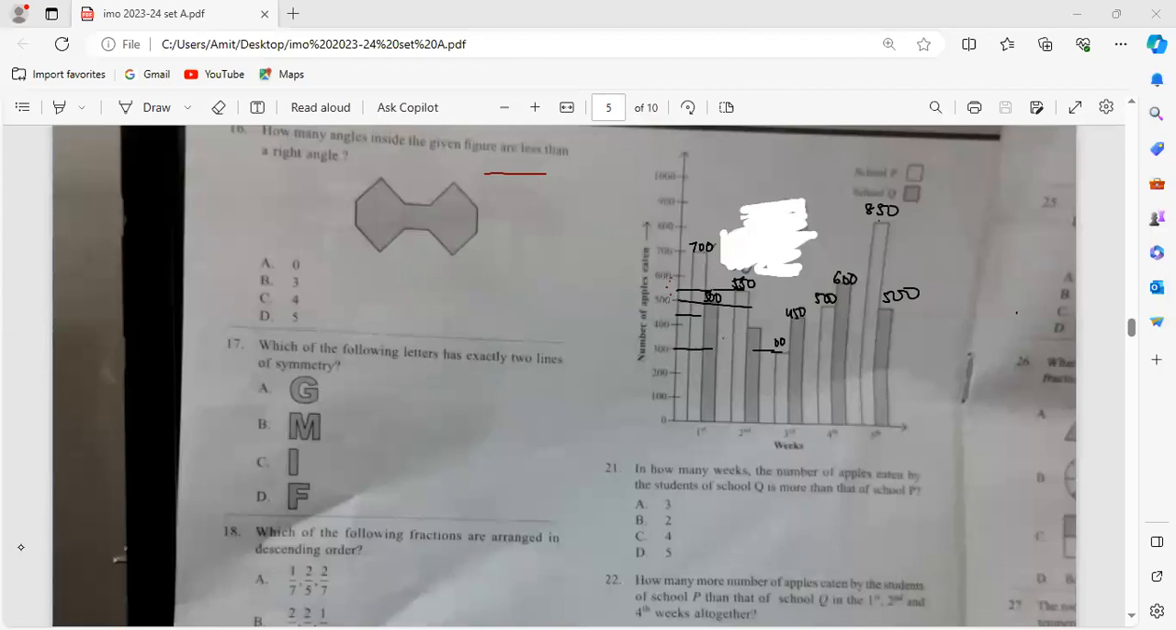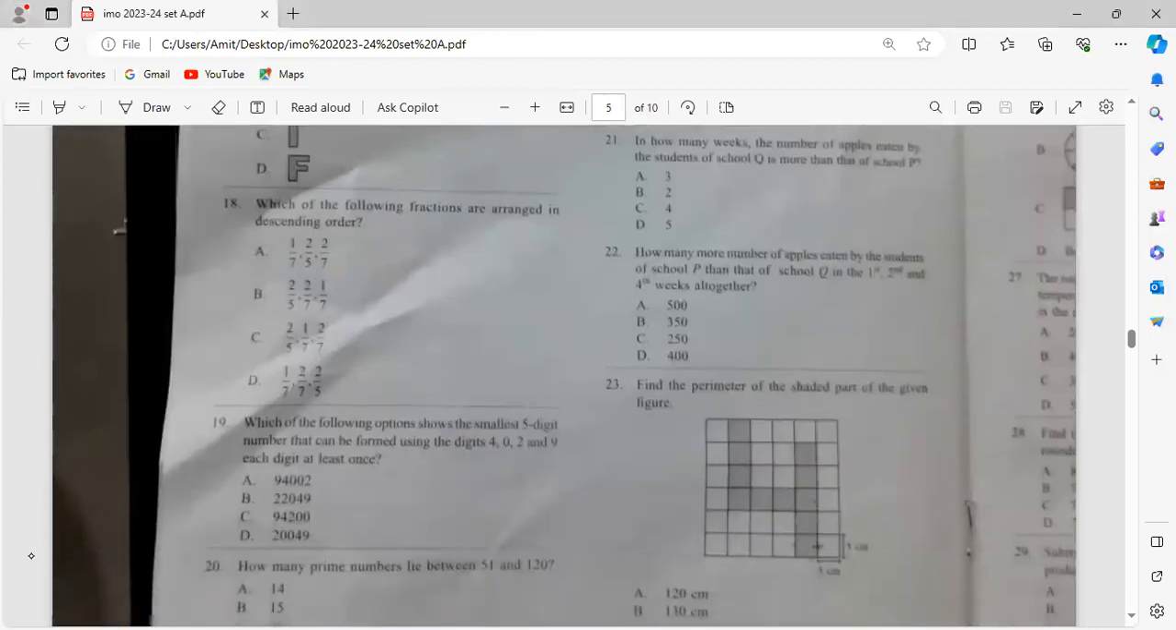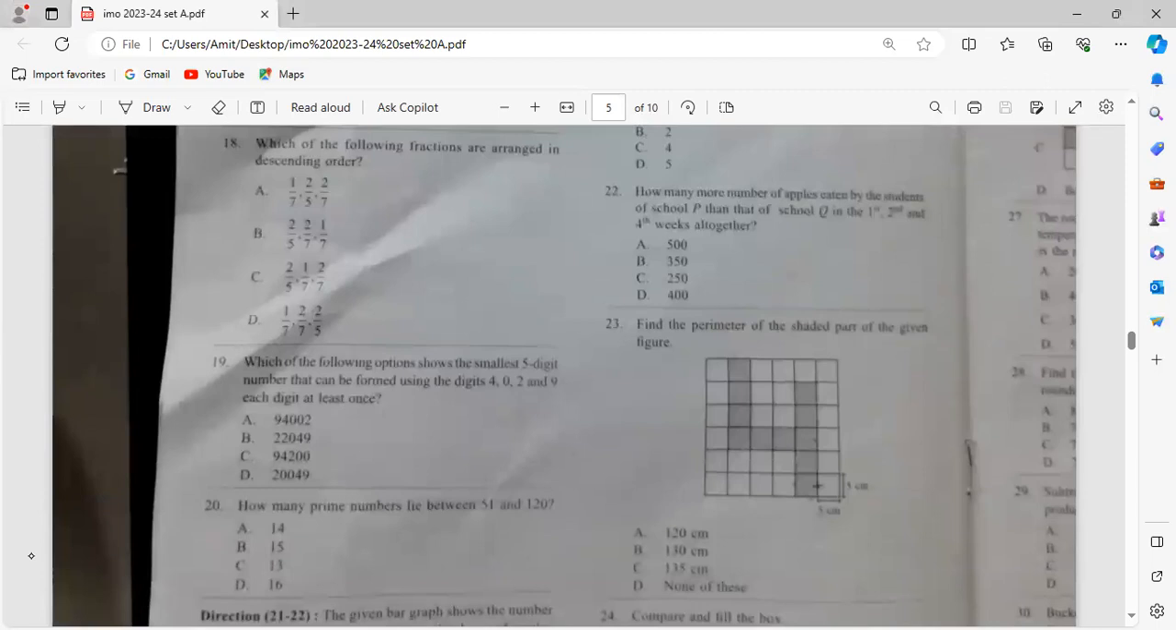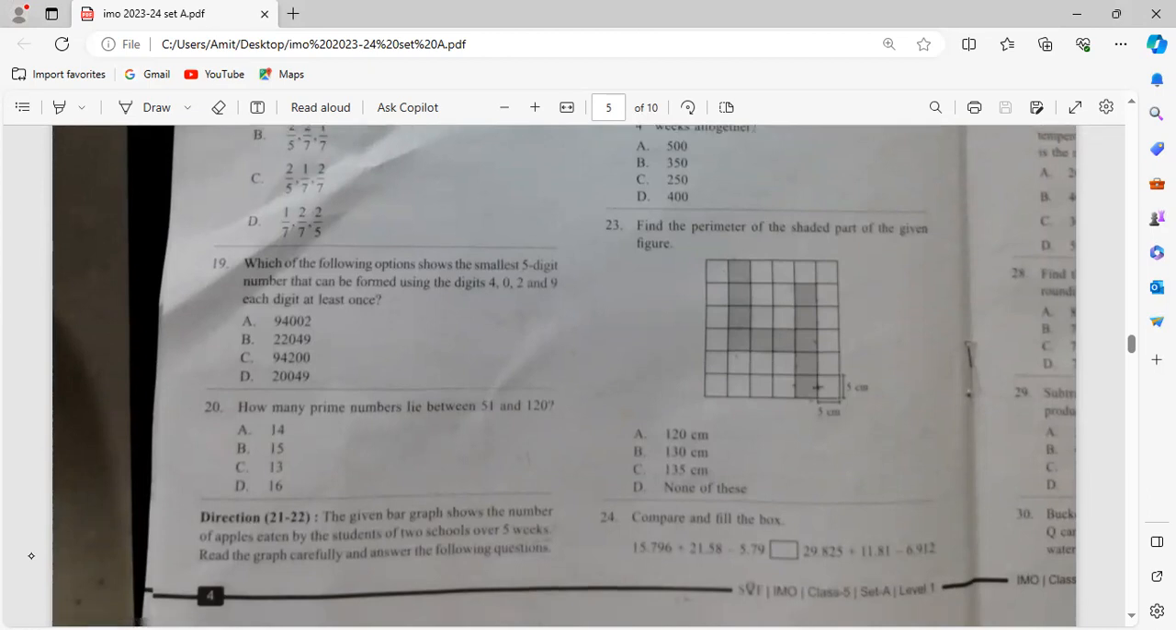How many more apples were eaten by the students of P than that of Q in the first week? So let's see this. You just see the question paper first. You can pause and solve it yourself.